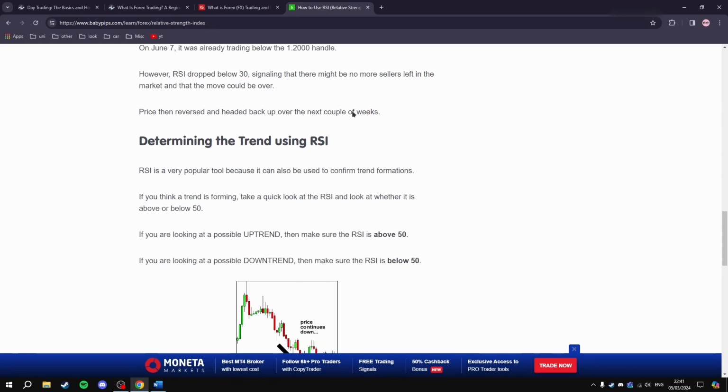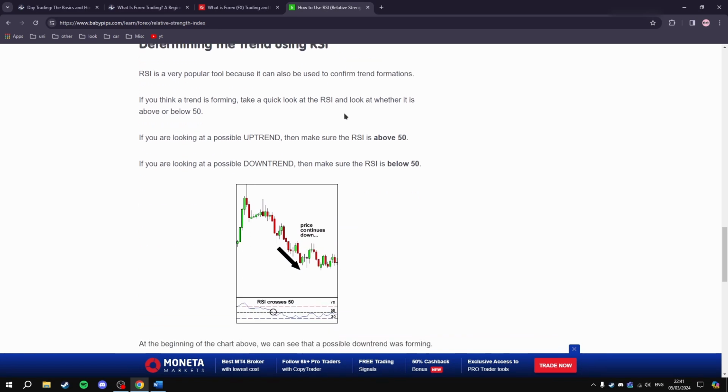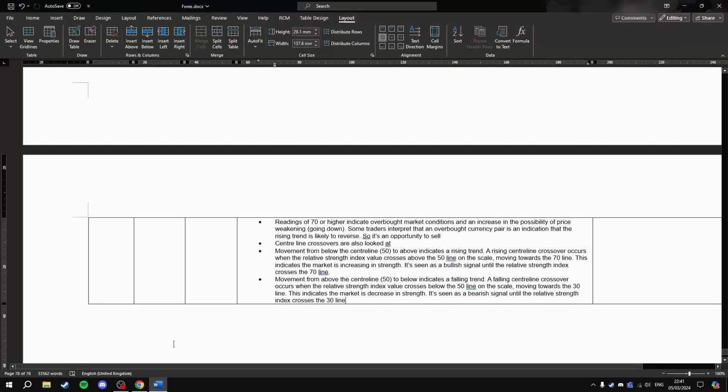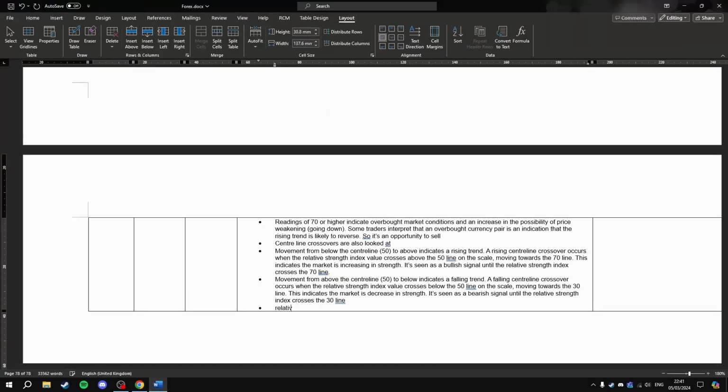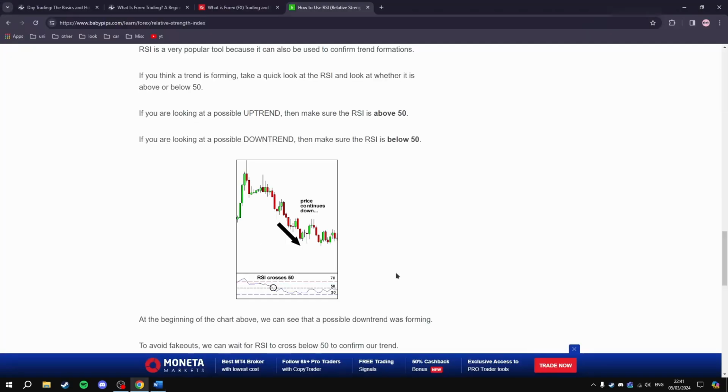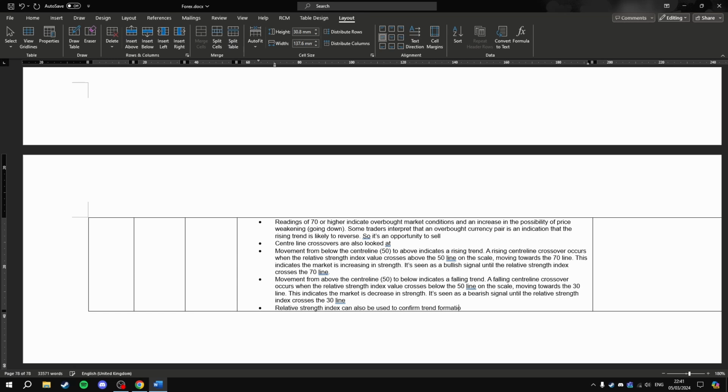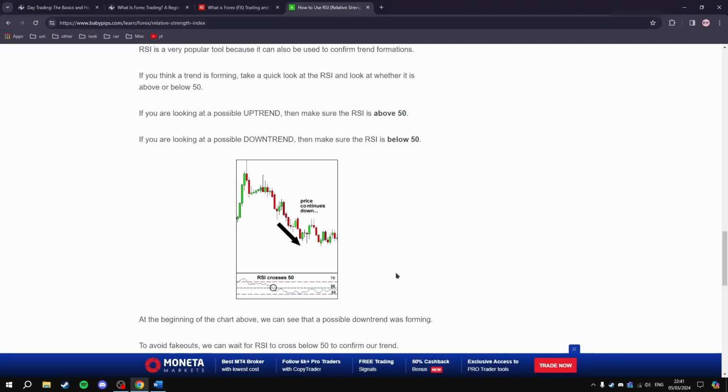Determining the trend using the RSI. RSI is a very popular tool because it can also be used to confirm trend formations. If you think a trend is forming, take a quick look at the RSI and look at whether it is above or below 50. If you're looking at a possible uptrend, then make sure the RSI is above 50. If you're looking at a possible downtrend, then make sure the RSI is below 50.